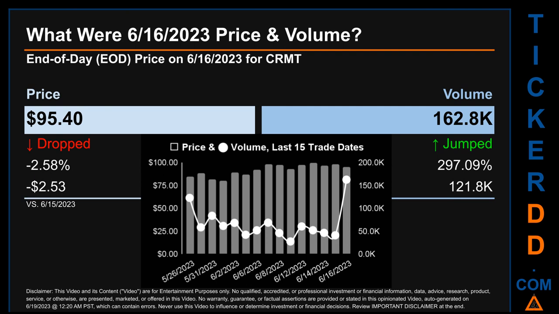The graph shows price and volume for the last 15 trade dates. Across a range of $19.61, the max and minimum end-of-day price were respectively 99.69 and 80.08. Volume saw a range of 135.3 thousand, from a day low of 27.4 thousand to a day high of 162.8 thousand.